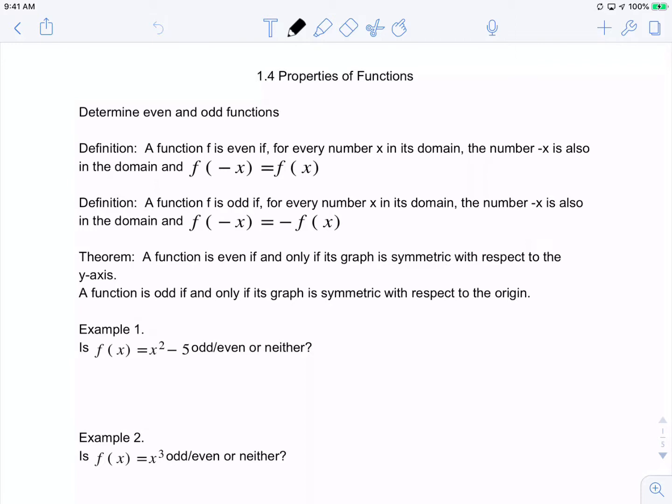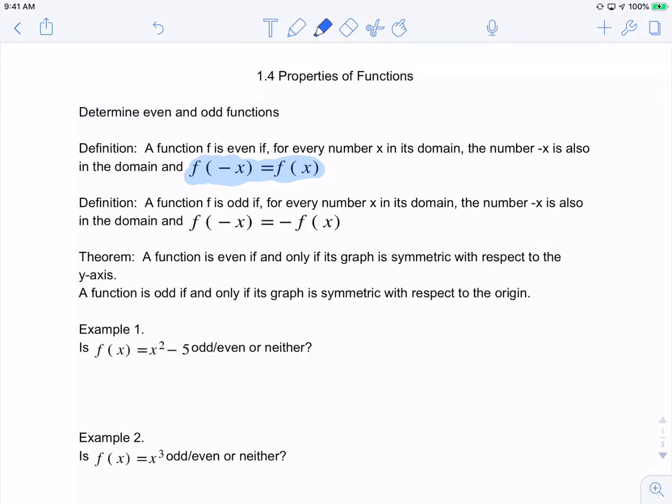The first definition is for even functions. A function f is even if for every number x in its domain, the number negative x is also in the domain, and f of negative x is equal to f of x. Basically, if this checks out, we're going to end up having an even function.